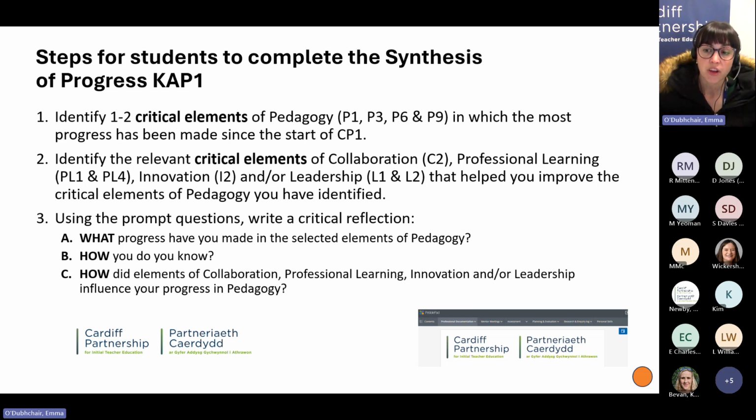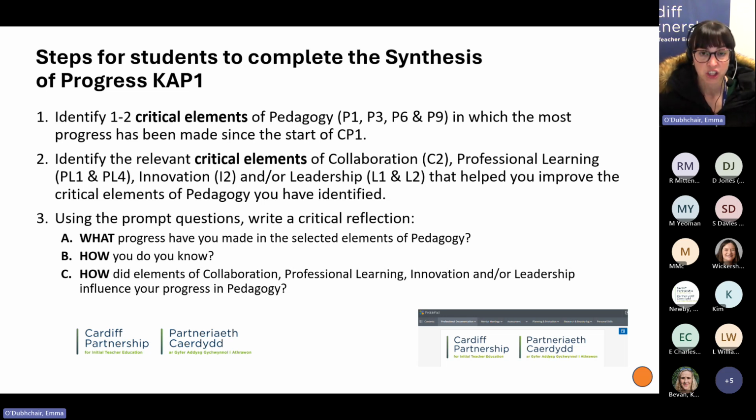From those, they're going to select 1 to 2 where they feel the most progress has been made since they started with you for clinical practice 1. They're also going to identify the relevant critical elements of collaboration, professional learning, innovation, and leadership that helped them to improve those critical elements of pedagogy. So if they've made gains in managing the learning environment, perhaps that's as a result of them using the research and inquiry time to do some focused observation.